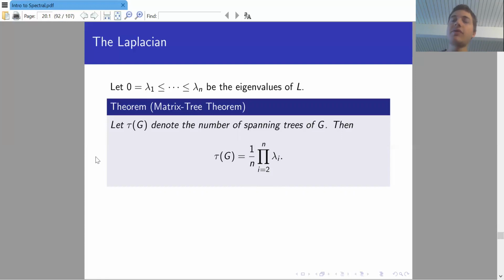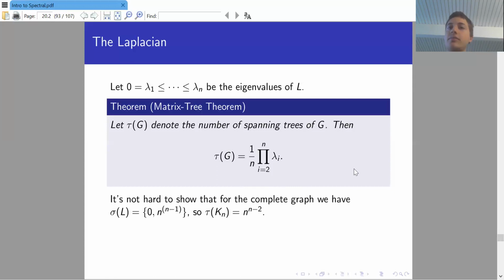And again, I want to emphasize that this is definitely not the case for the adjacency matrix. The adjacency matrix couldn't tell whether you were even connected or not, so it couldn't even tell you if you have one spanning tree, let alone compute them exactly. But it turns out that the Laplacian is really built for doing this. And so let me do an example of this.